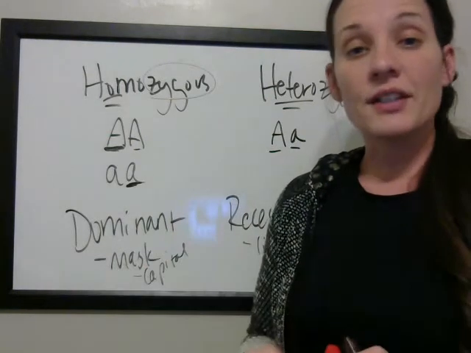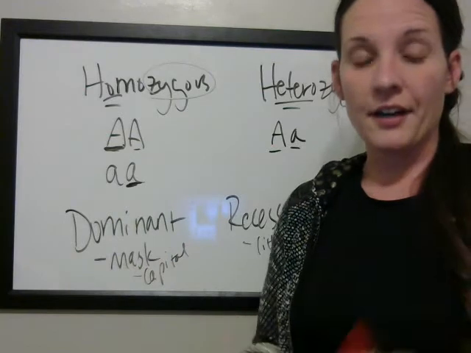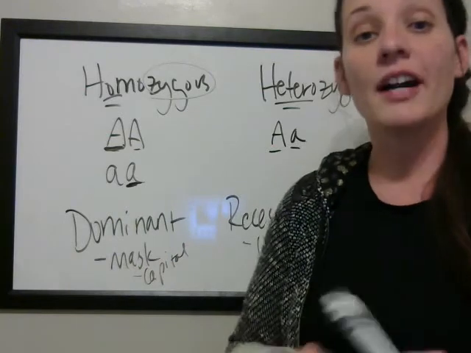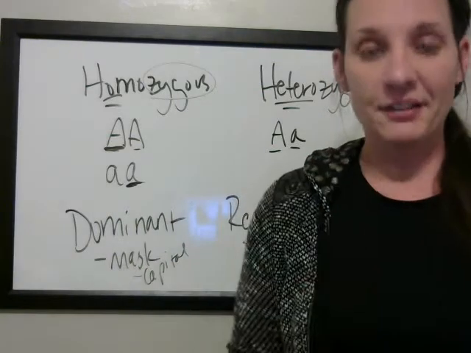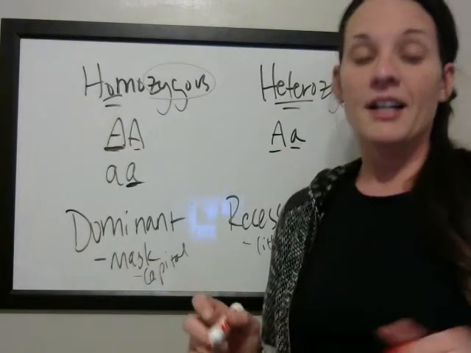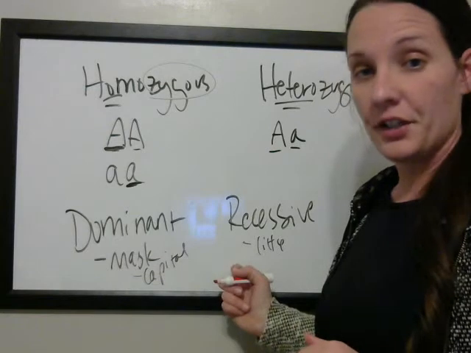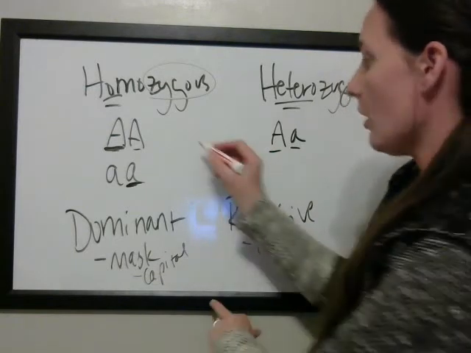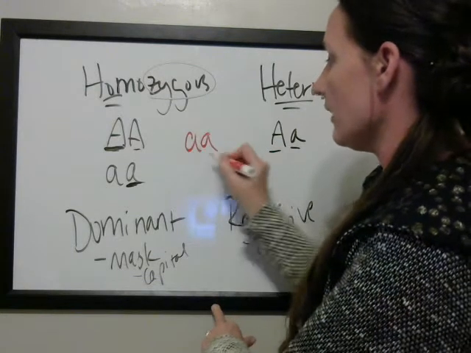If I give you this term on the set of questions, I'm going to say you are a homozygous recessive individual. What does that mean about you? Well, homozygous means you're the same, and if you're recessive, what kind of letters do you have? You have little letters. So if you are homozygous recessive, you are little a, little a.